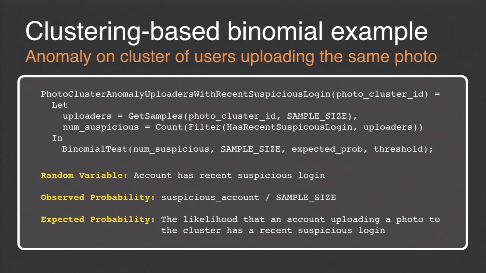So we can write an anomaly like this. We get a sample of the uploaders from the photo cluster. We count how many of those users have a recent suspicious login, and then we do a binomial test. Similar to the counter example, we are pretty sure that we can get a better signal than classifying a single login.